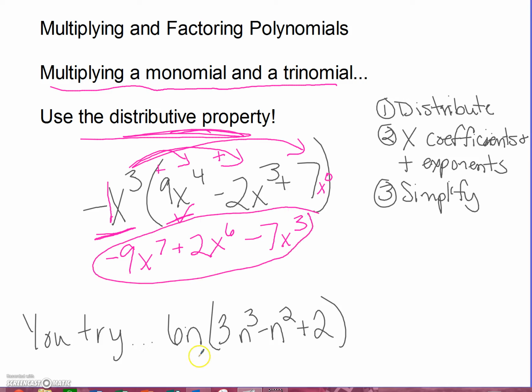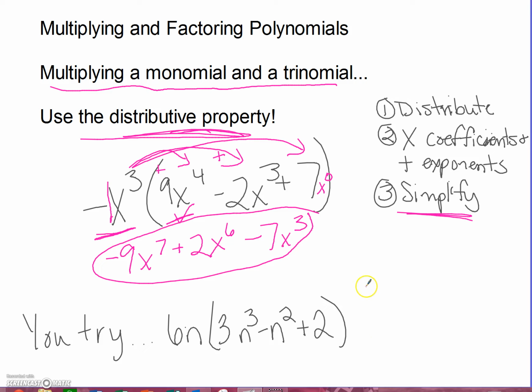I have one down here for you to try. You're going to do 6n, which is the monomial, times the trinomial, which tri means has 3 terms, 3n cubed minus n squared plus 2. Go ahead and work that one in your journal, and make sure you simplify last, which means combine anything that could be combined. We have nothing to simplify here. I'll let you try this one on your own.